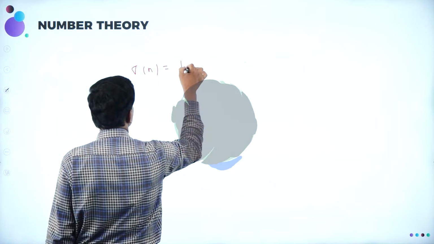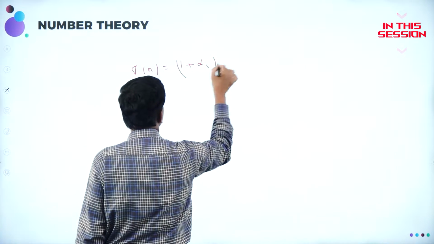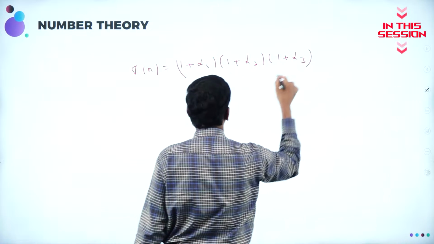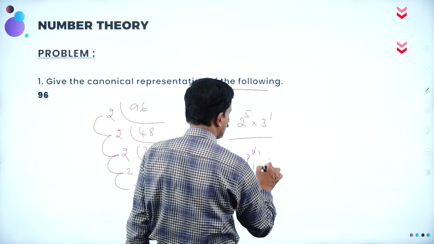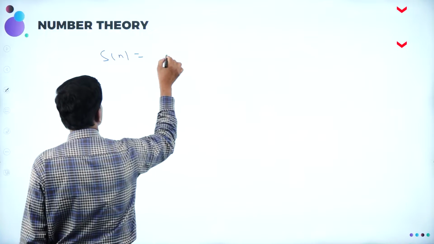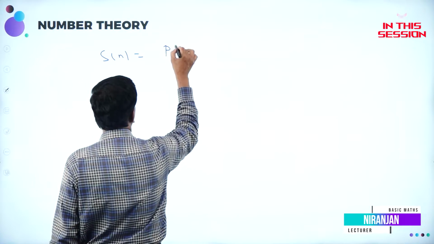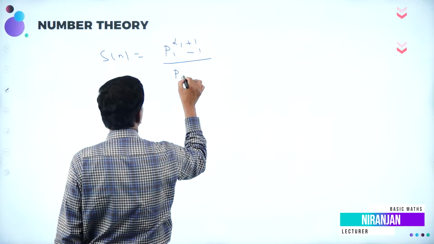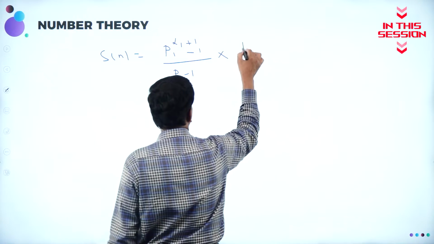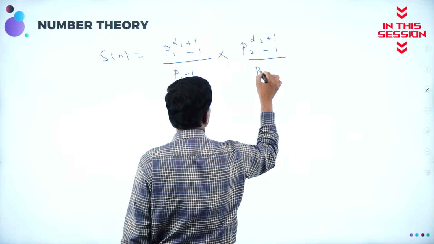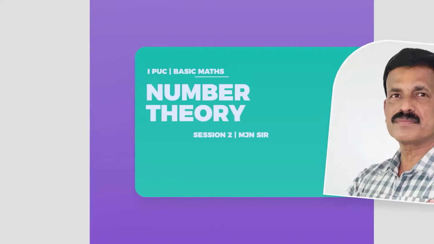T of n is equal to 1 plus alpha 1 into 1 plus alpha 2 into 1 plus alpha 3, that is P1 to the power of alpha 1 into P2 to the power of alpha 2. S of n is equal to, you know the formula, P1 to the power of alpha 1 plus 1 minus 1 divided by P1 minus 1 into P2 to the power of alpha 2 plus 1 minus 1 divided by P2 minus 1.